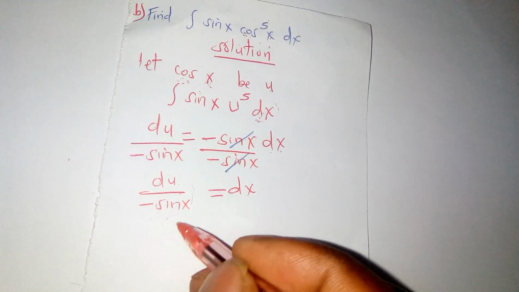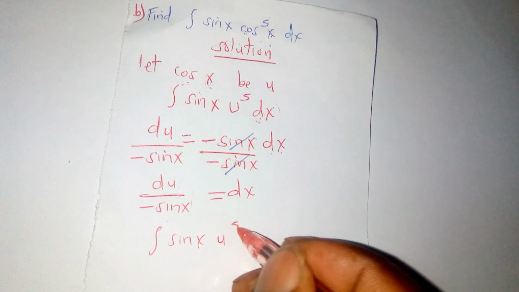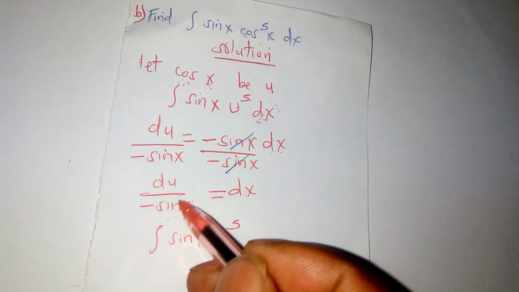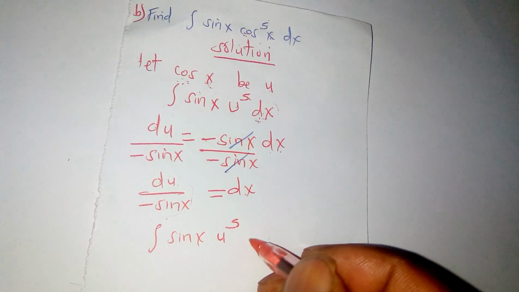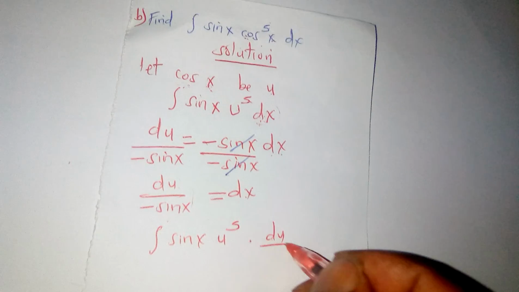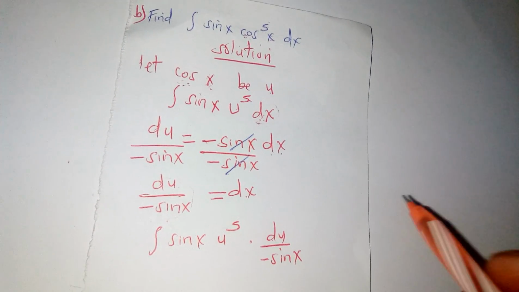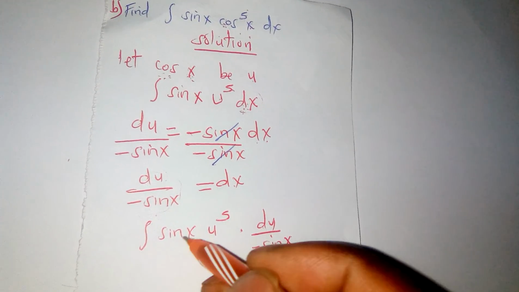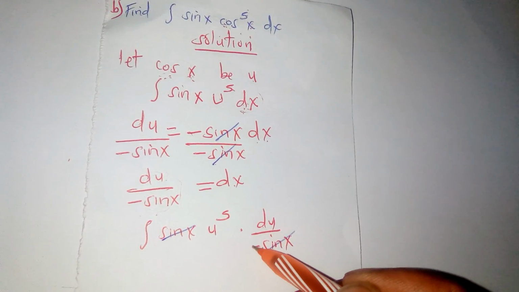So I'll come here now and say the integral of sine x times u raised to 5, remember that is what is here, then it is dx, and what is dx? du over negative sine x. So I'll come here and say that is now du over negative sine x. Now when you look at what I've written here, you can see that this sine x goes with this sine x, so that I only remain with the negative there.